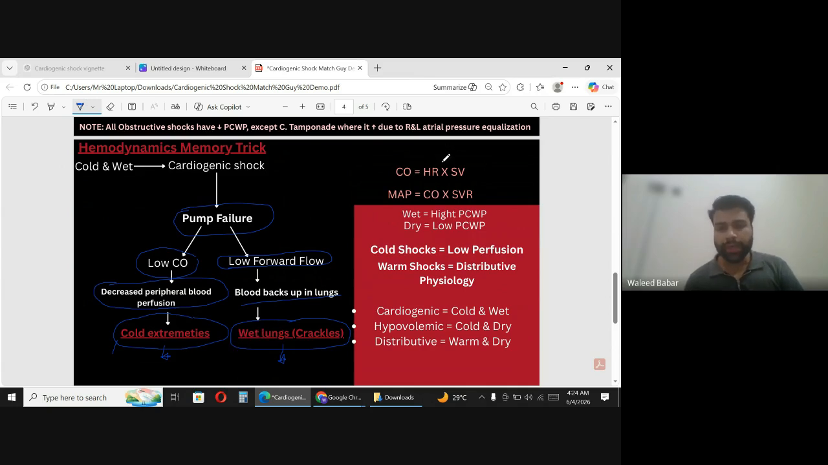So cardiac output is equal to heart rate multiplied by stroke volume. So during myocardial damage or pump failure, our stroke volume is going to decrease, which is going to reflect in the form of decreased cardiac output, and it's going to reflect in the form of decreased blood pressure. And our body will compensate mean arterial pressure by increasing systemic vascular resistance when there is already decreased cardiac output. So that's why our systemic vascular resistance is increased in cardiogenic shock.